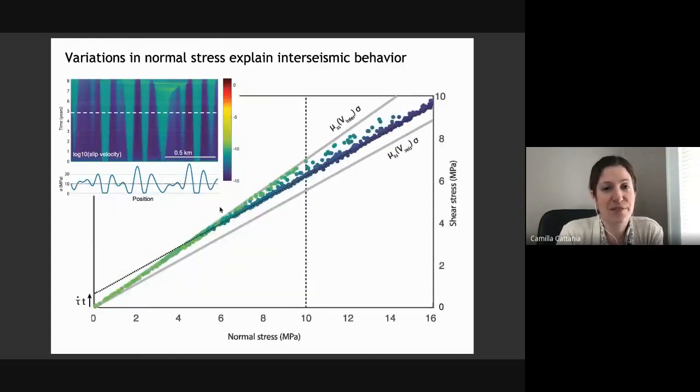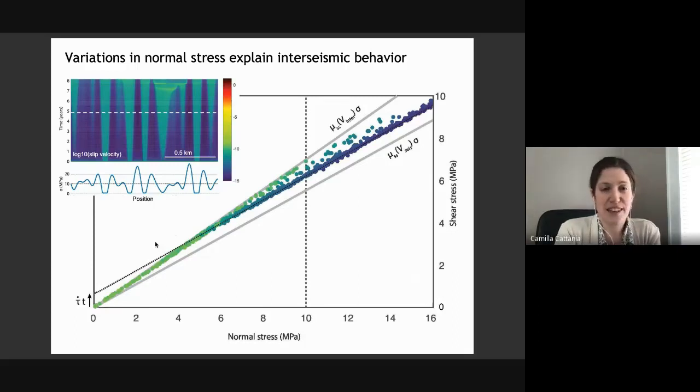So we can basically compare this conceptual model with the simulations, and we see that it really explains the behavior we see. You can see creep where the normal stresses are low, and you can see asperities where normal stresses are high tend to be locked. I will use the term asperity here as basically a synonym for a region with enhanced compression and a small nucleation length.